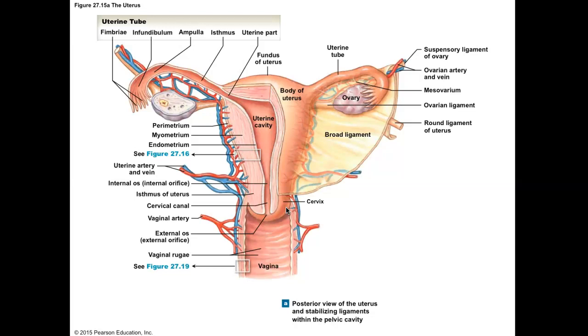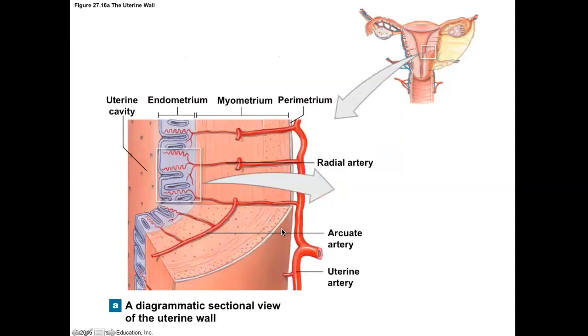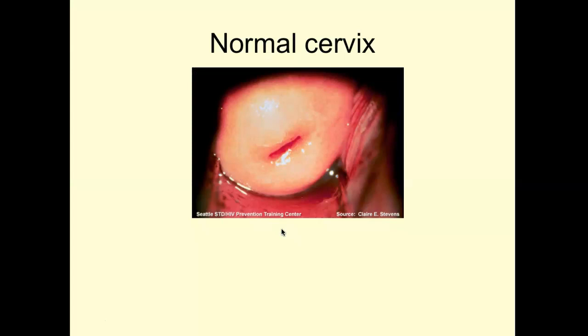The cervix is the organ that is checked in Pap smears, or the region of the uterus that's checked in a Pap smear. I have a picture. Here it is. This is the normal cervix.